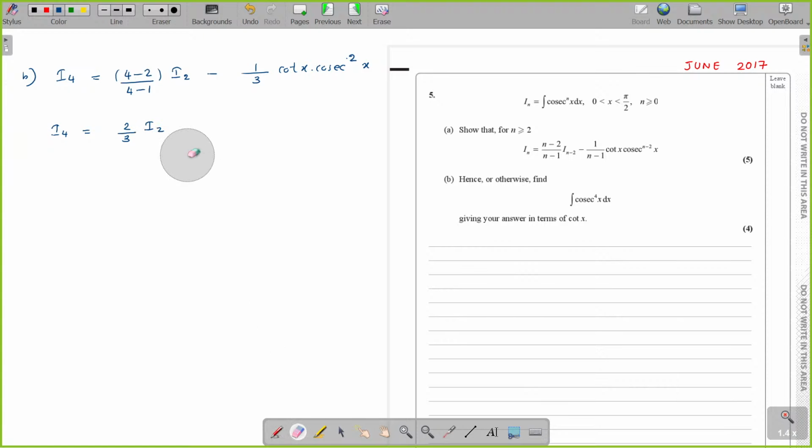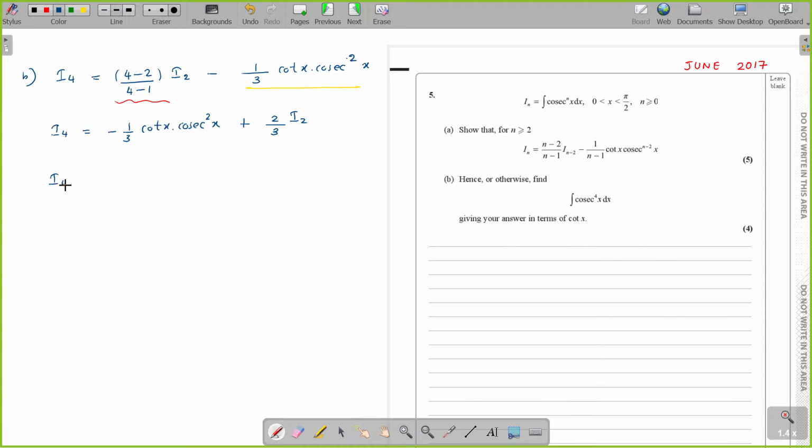Let me rearrange this. I'll write this term first: minus 1 over 3 cot x cosec squared x, plus the next term, 4 minus 2 is 2 over 4 minus 1 is 3, I2. Okay, now what do we do? We are going to use the equation for I2 back into this equation. Go for I2, replace all the n values with 2.